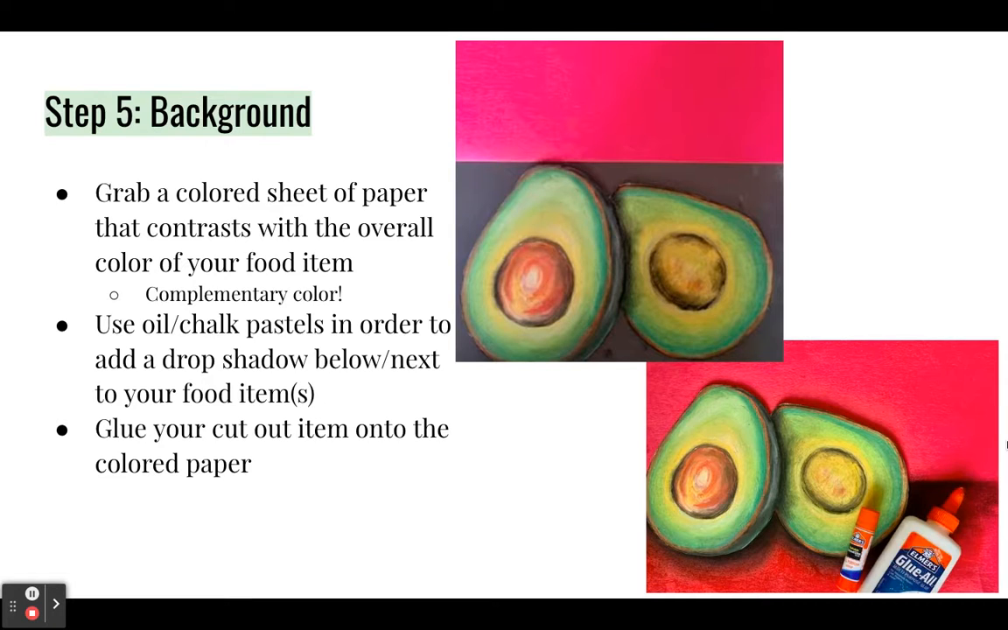Remember, creating a drop shadow is super easy. All you're going to have to do is just take a black oil pastel and start to create a darker shadow, and then start to spread it out as you continue outward towards the piece. After you've done that, you can then glue down your item onto your colored paper where your drop shadow is.